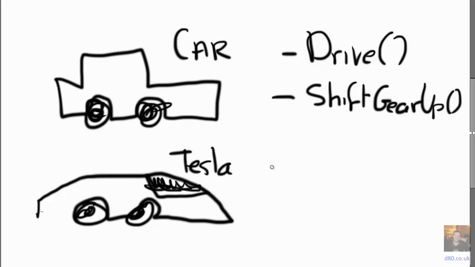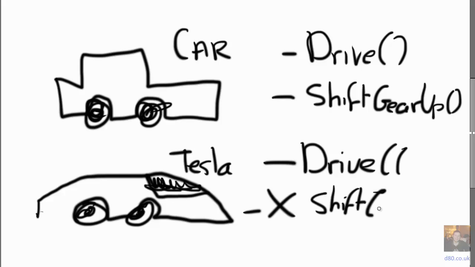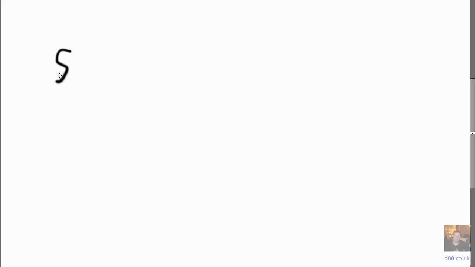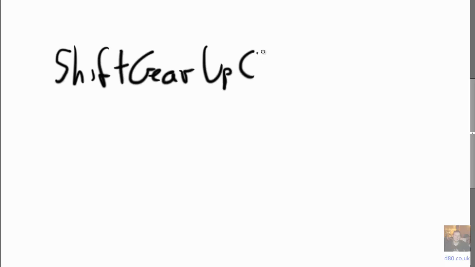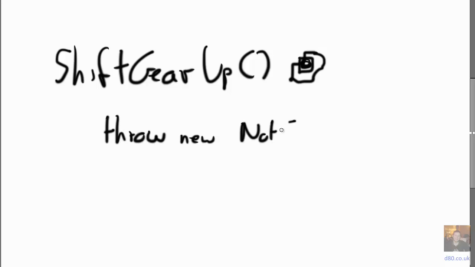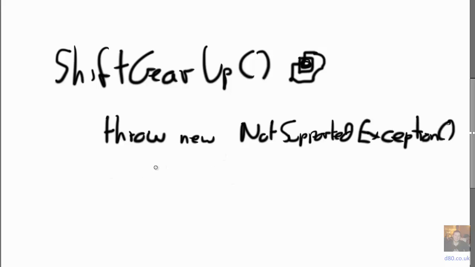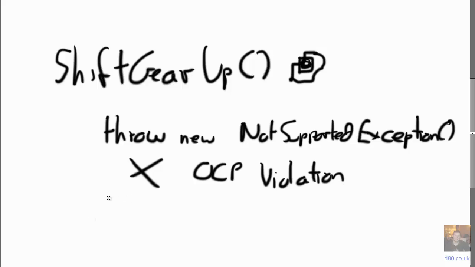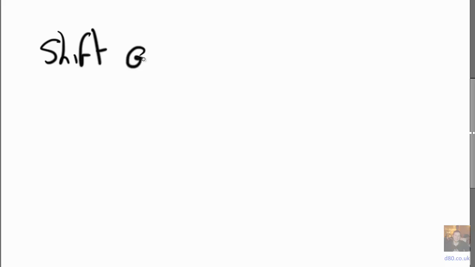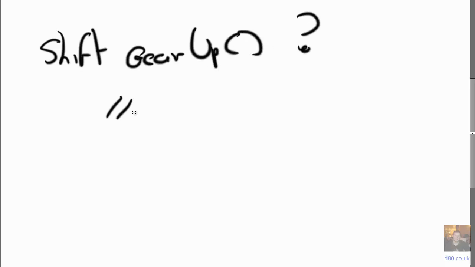Our Tesla can definitely implement drive, but shift gear up is going to be a problem, because it's an electric car and it doesn't have a gear stick. So shift gear up is a problem. That's a gear stick drawing. What we could do is throw an exception, but that wouldn't be very helpful to our users, because Liskov says that we should be able to replace the base type with a subtype, and our subtype here would throw an exception, and therefore it would violate the OCP, or open close principle.